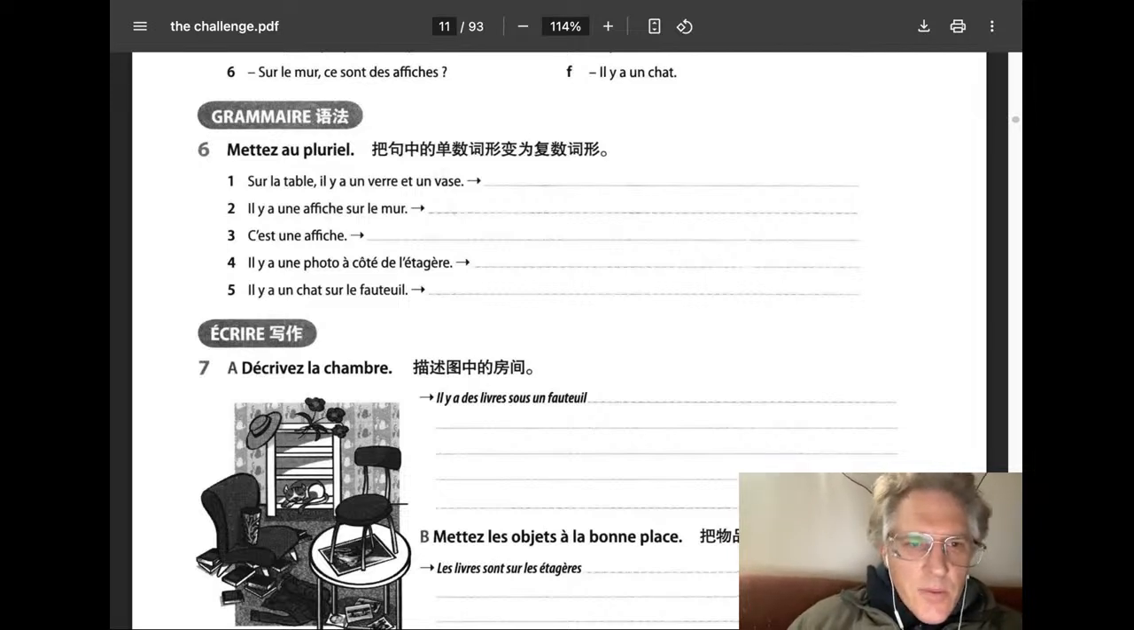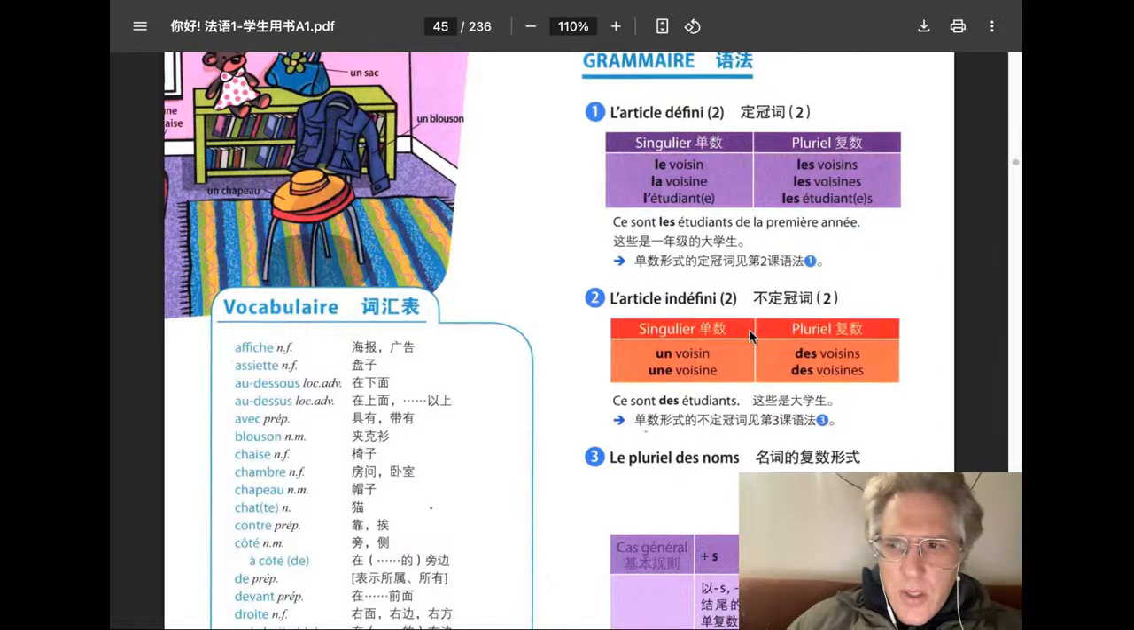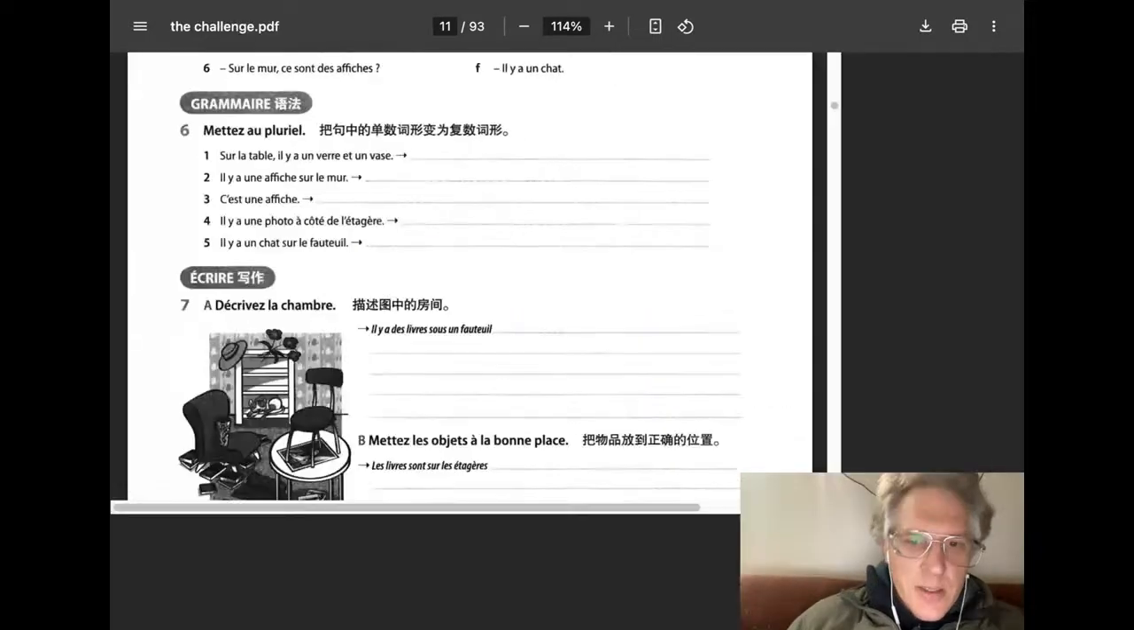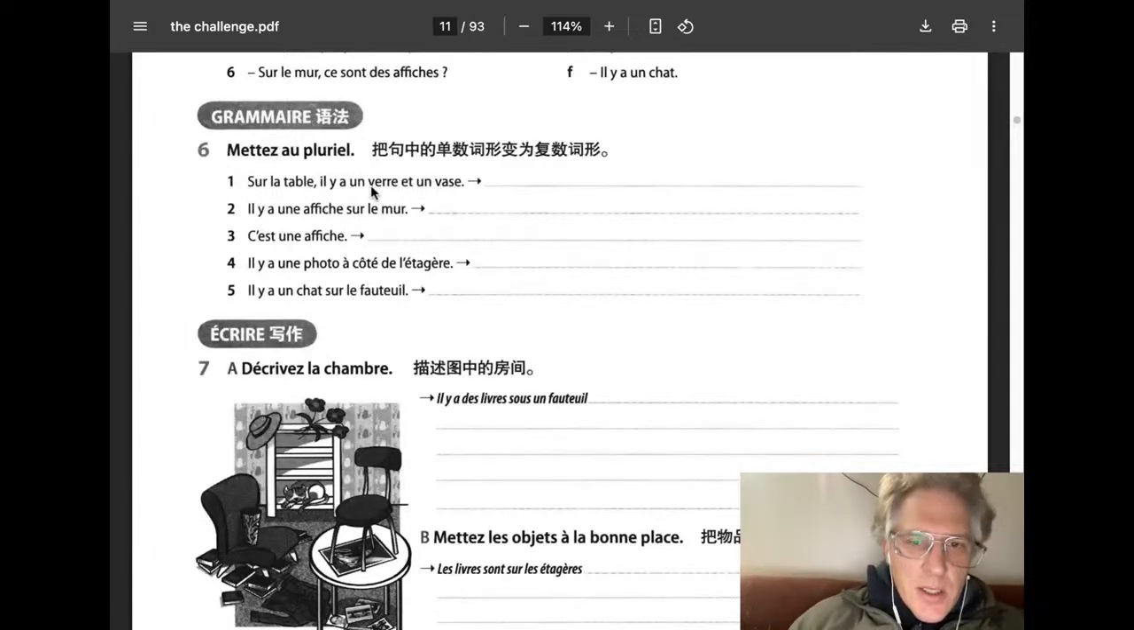Okay, so the question is, when you have un, what does un turn into? Let's go back to this one. According to the textbook, it says un becomes des, le becomes les. And I remember we had a problem with this the first time when I did the exercise. So then we're saying des verres, add an S, des vases, add an S, des affiches, add an S, sur les murs.